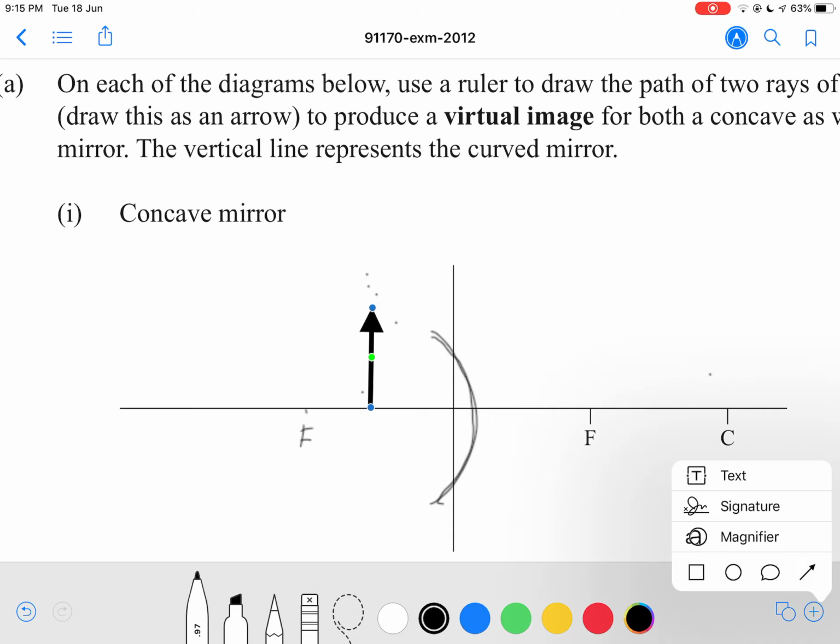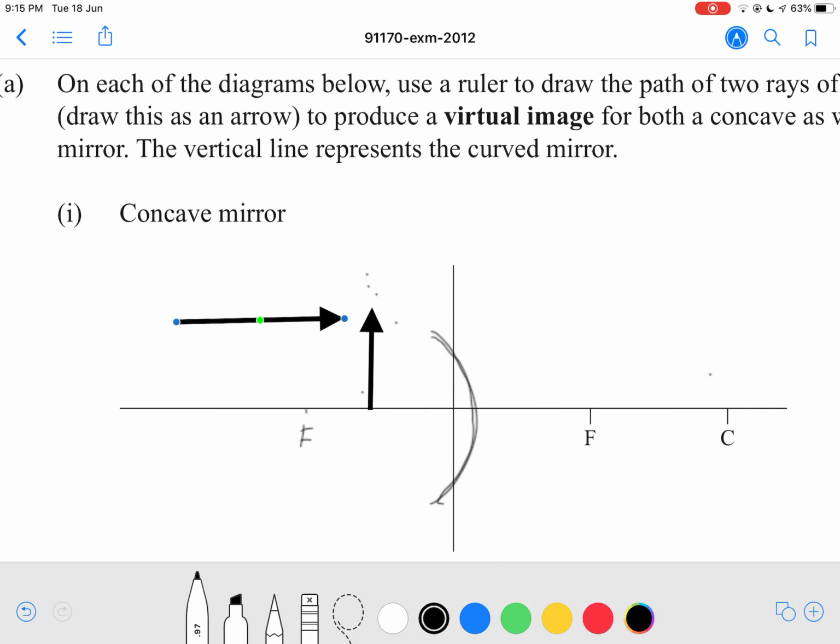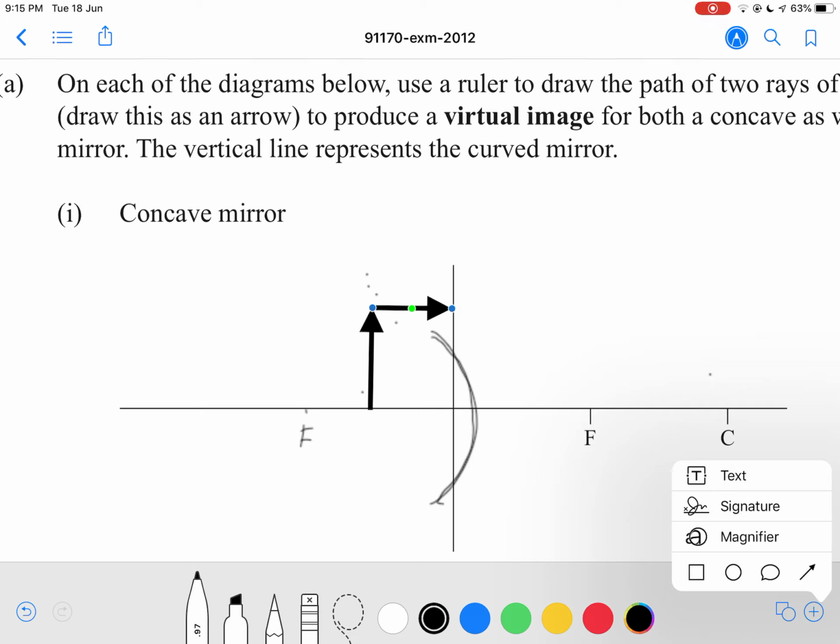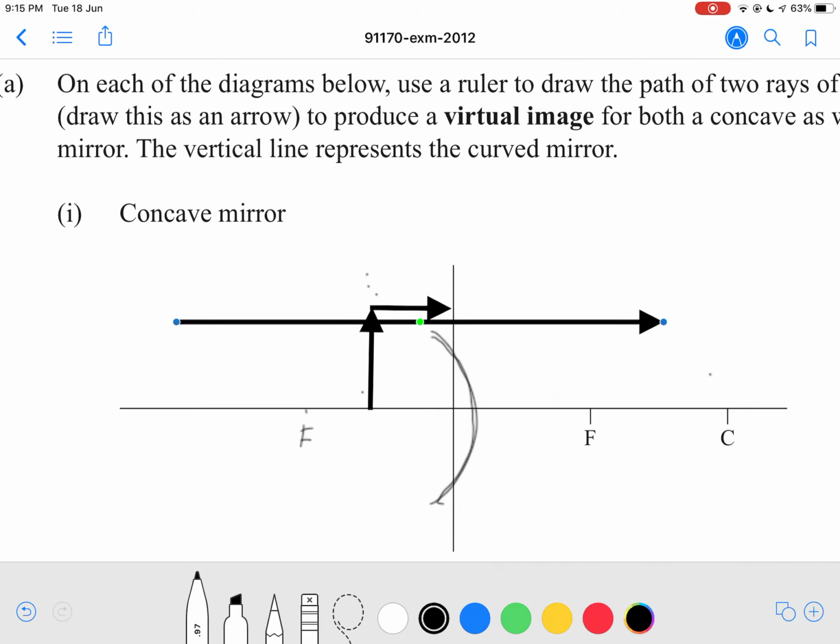Our two rays: one is going to be going directly perpendicular, 90 degrees, from the top of the object, and it's going to reflect back towards the focal point. So the ray is going to hit the mirror, and it's going to reflect back towards the focal point, so it's going to look something like this. Okay, so the ray will look something like this, and just keep going down.